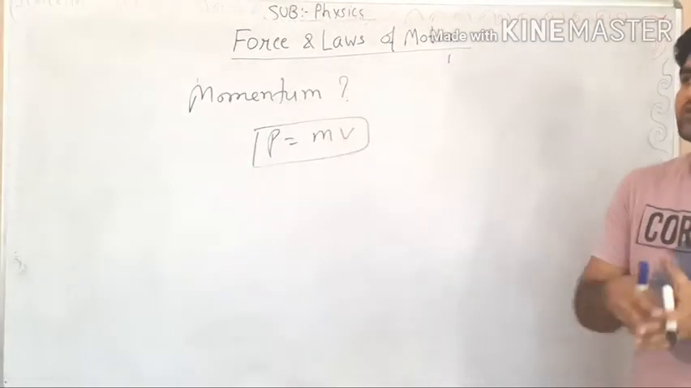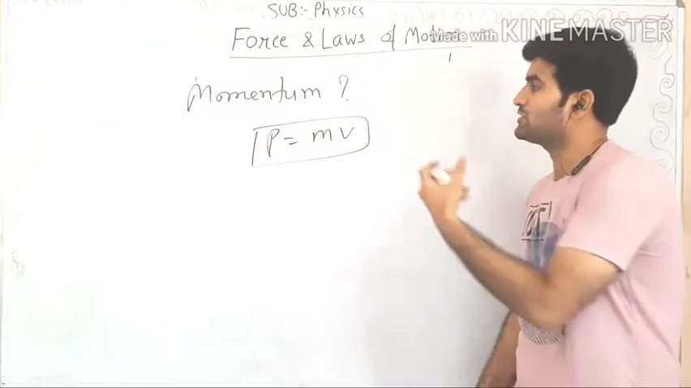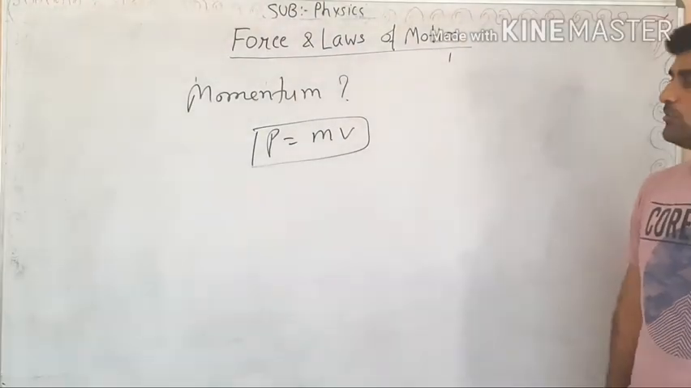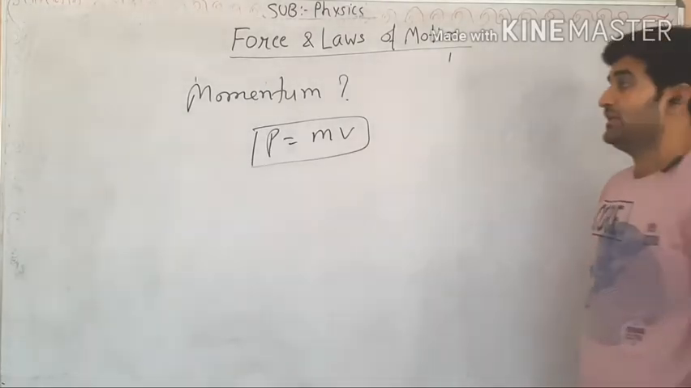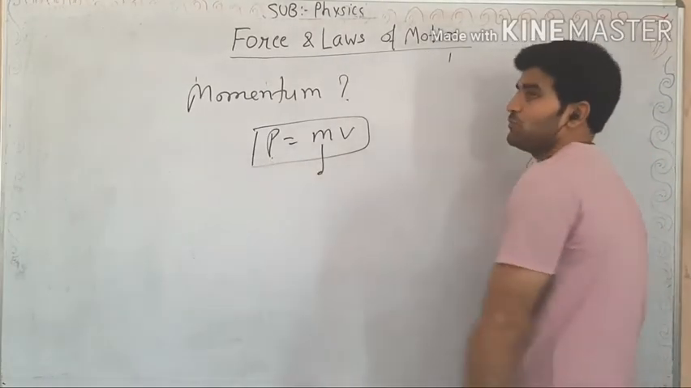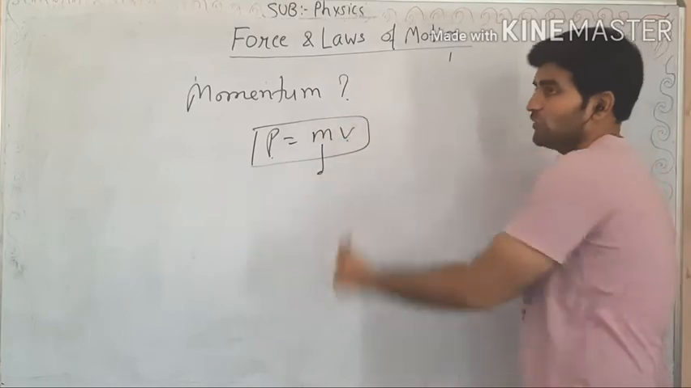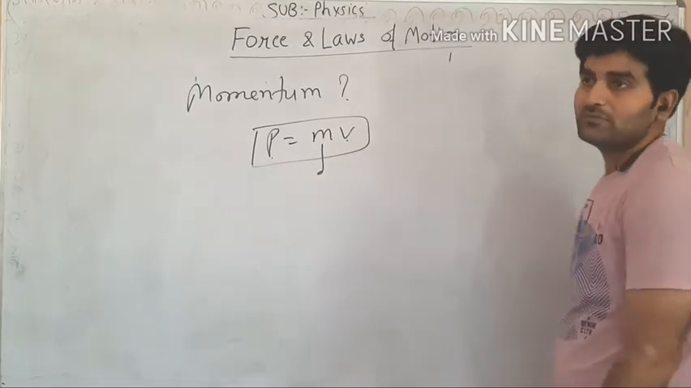Okay, how much motion a body has, कितना motion है body के पास, we will define by this term momentum, and it is defined as the product of mass and velocity. If mass changes, definitely momentum changes. If velocity changes, definitely momentum may change.